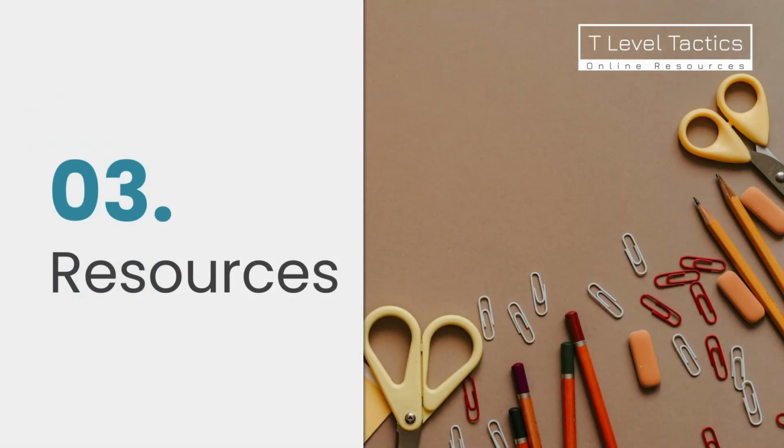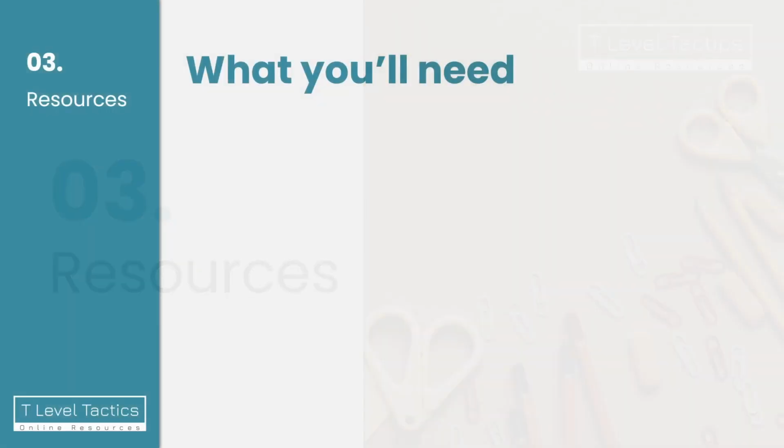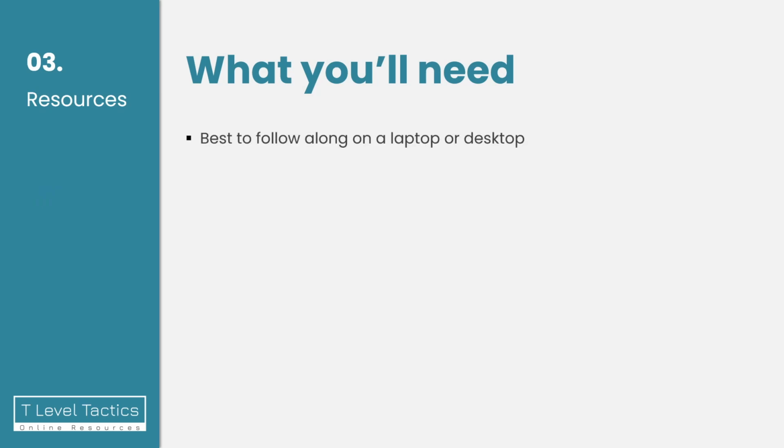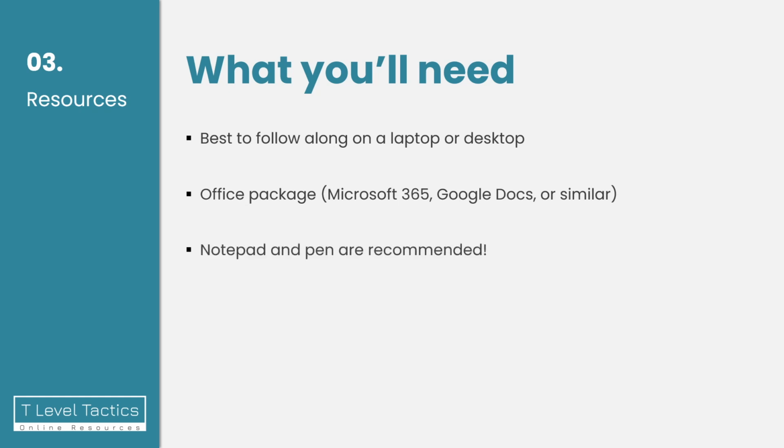Here are some things that might help you along the way. First of all, it's going to be best to follow this along on a laptop or a desktop. If you're a Patreon member over at patreon.com/T-Level Tactics, you'll also have access to our Spotify podcast editions as well, but they're best used after you've seen the videos the first time through. You'll also want to have an Office package of some kind installed or accessible, such as Microsoft 365, Google Docs, or similar. And I also recommend a notepad and pen on hand.